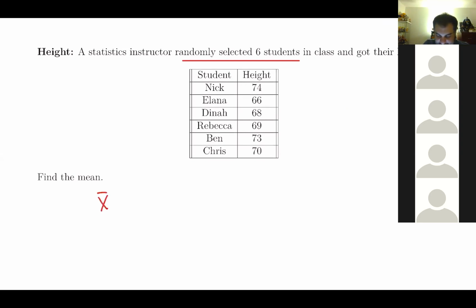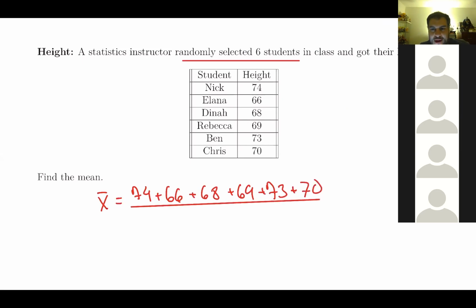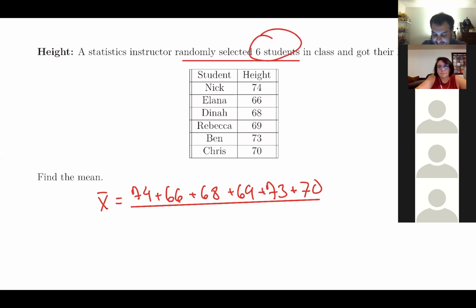So once again, we're going to get X bar is equal to 74 plus 66 plus 68 plus 69 plus 73 plus 70. All right, and for this one, what should I divide it by? 6. Yeah, 6. So you randomly select the 6 students. So for this one, you get 420 divided by 6. 420 divided by 6 is 70 inches.